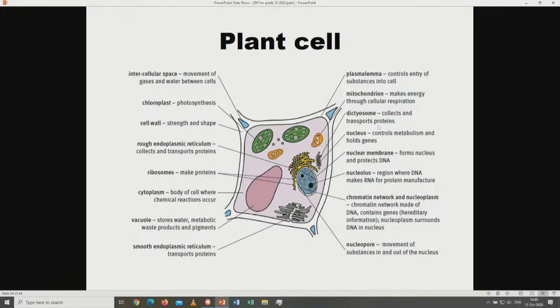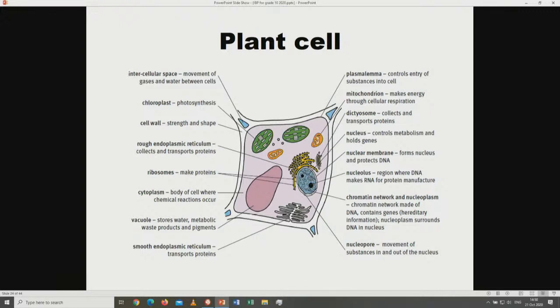Look at ribosomes, which are very important in the making of protein, or protein synthesis. And now the large vacuoles for the storage of water, metabolic waste products, and pigments. That is another difference between plant and animal cells, as animal cells have no vacuole or very small vacuoles, while plant cells have a large vacuole for the storage of water, metabolic waste products, and pigments.